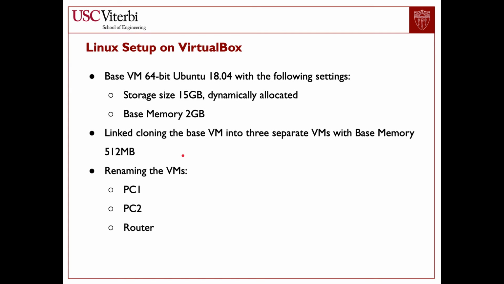So the first thing is to set up our Linux on VirtualBox. I'm using three virtual machines, which are basically linked clones of the base virtual machine that's running Ubuntu. I'm renaming them as PC1, PC2, and router.